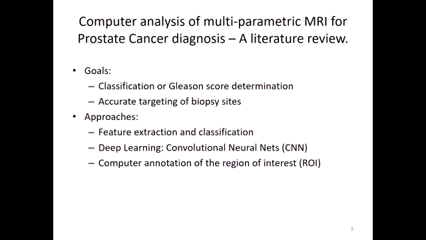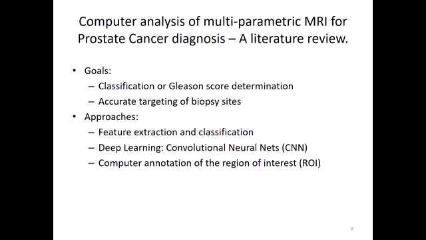Okay, so let's look at the computer analysis of the multi-parametric MRI. This is a literature review of what's currently being researched and done that I've come up with. And these have basically two goals. The first is classification of the prostate cancer, either malignant or benign. And then some will actually try to go in and determine a Gleason score, determine the number of the Gleason score off of the image ROIs.